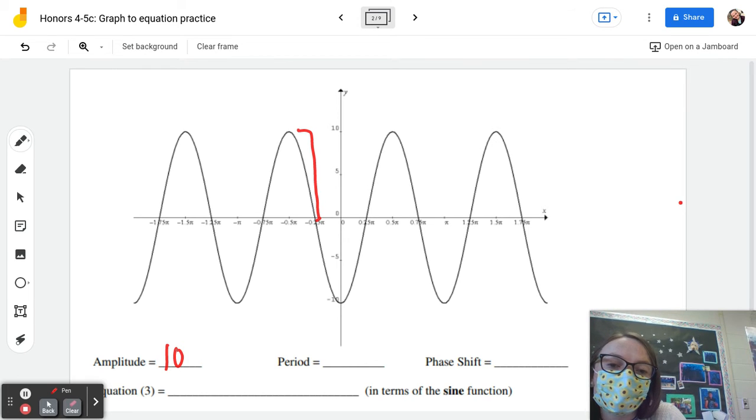The period is how long it takes for the function to start over. So in order for the function to start over, say I start here, the distance it takes for me to get from here to here is pi. So my period is pi.